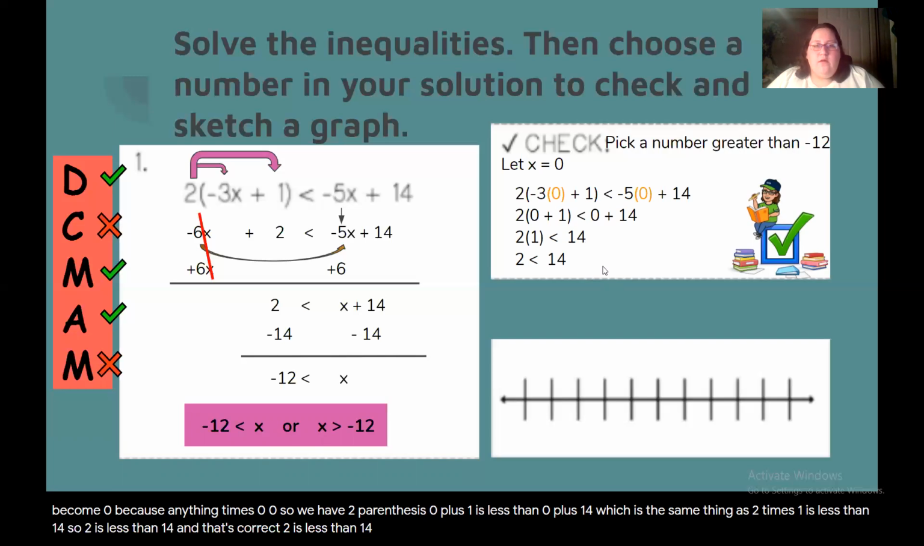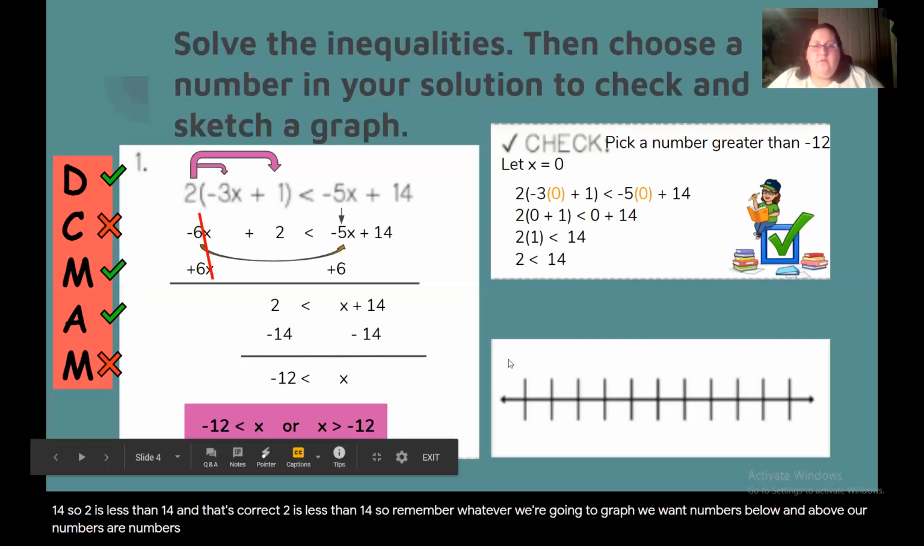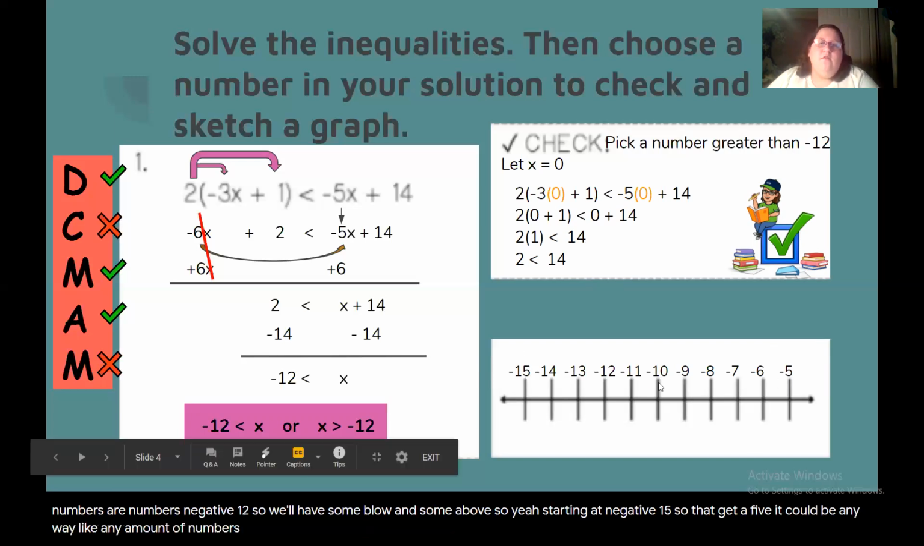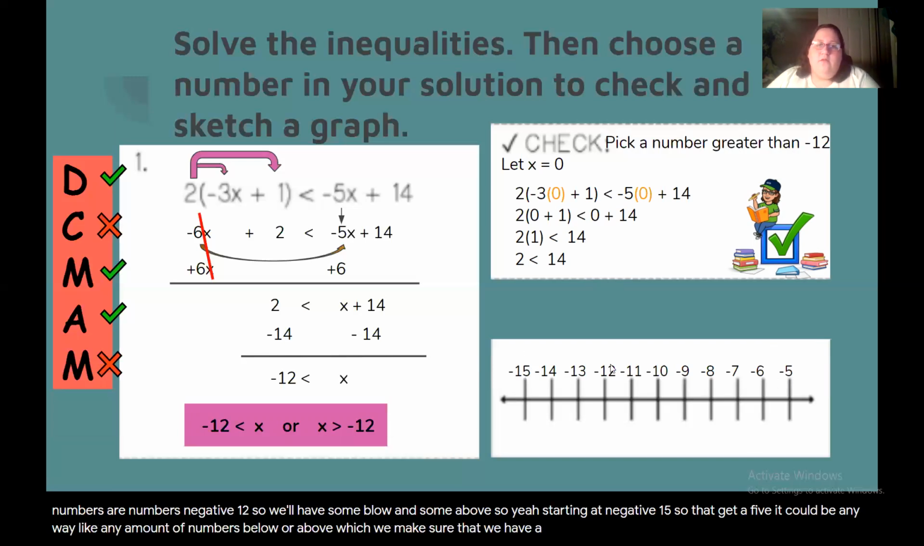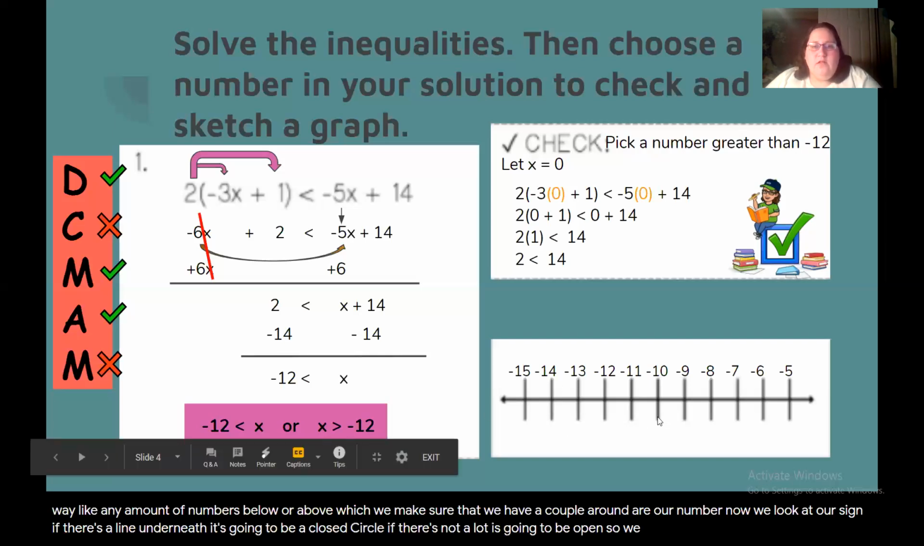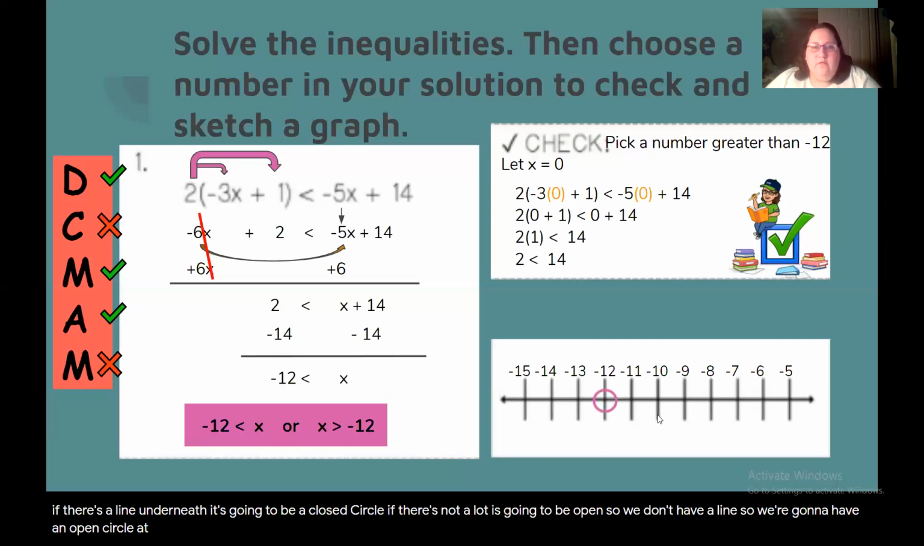So remember, whenever we're going to graph, we want numbers below and above our number. So our number is negative 12, so we'll have some below and some above. So we have starting at negative 15 to negative 5. It could be any amount of numbers below or above. We just need to make sure that we have a couple around our number. Now, we look at our sign. If there's a line underneath, it's going to be a closed circle. If there's not a line, it's going to be open. So we don't have a line, so we're going to have an open circle at negative 12. And then because x is greater than, anything above it.